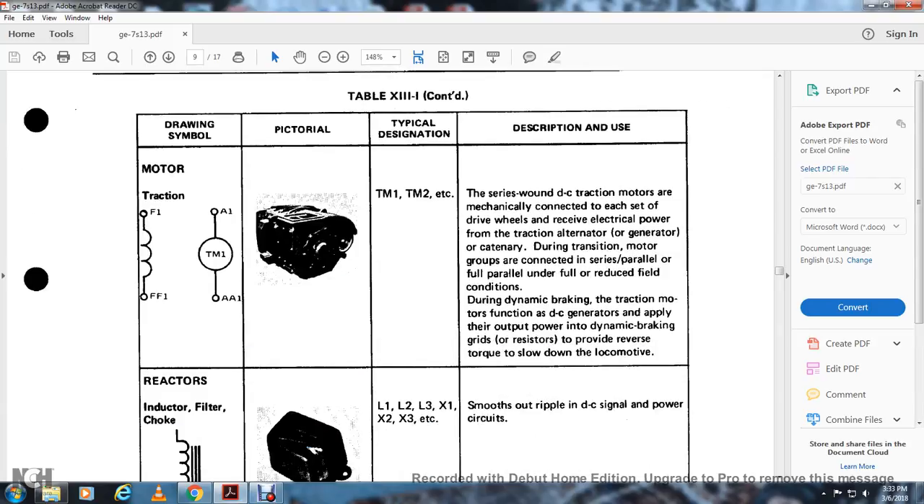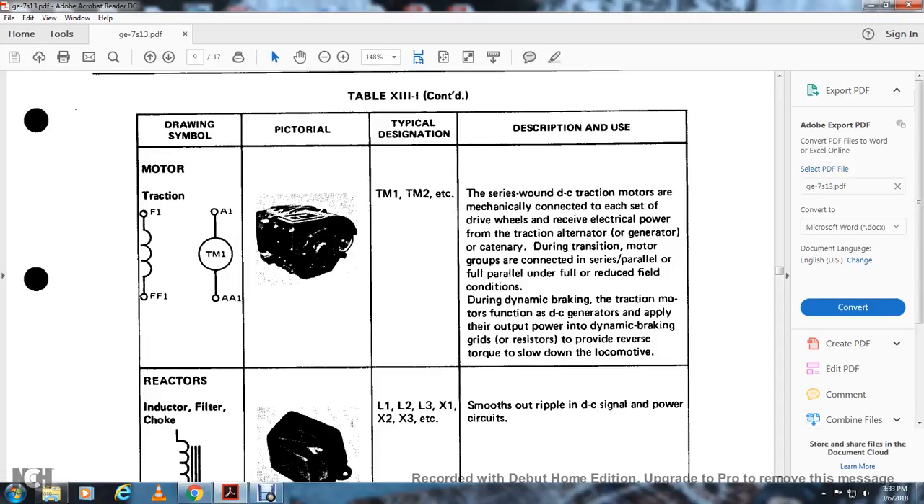Alright, your traction motor shows the field F1 and the armature A1, AA1. Typical designations are TM1, TM2, where TM stands for traction motor, etc. Series DC traction motors are mechanically connected to each side of the drive wheel and receive electrical power from the traction alternator.